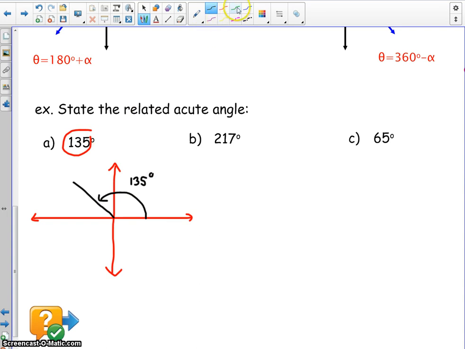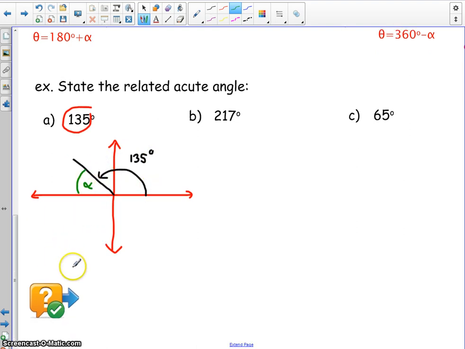My related acute angle, again, is made with the nearest x-axis. So it's going to be my alpha there. How can I find that? Well, it's 180 degrees to get all the way over to the negative x-axis. If I go 180 degrees minus alpha, I get 135. Or I can go 180 degrees minus 135 to solve for my green angle right there, the alpha. So alpha will be 180 degrees minus 135, which should give us 45 degrees.